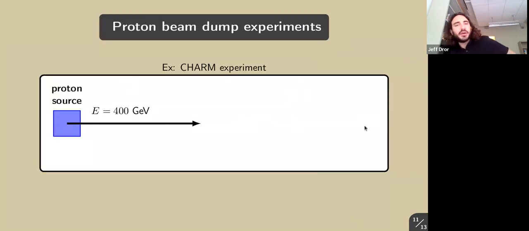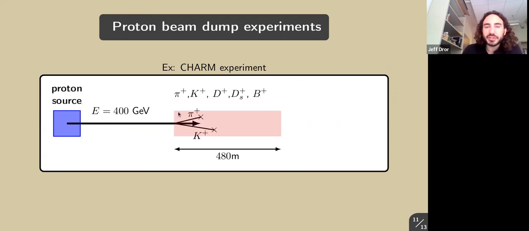The final case that I want to mention is proton beam dump experiments. The example of this that has been studied a lot in the literature is the CHARM experiment that was running back in the 80s and 90s, I believe. There you have a proton beam that was the same beam that now runs through the LHC, in a sense. It's a 400 GeV beam, and it gets smashed into, I believe, a copper target depicted here by this pink rectangle, and it produces a rich collection of different mesons.